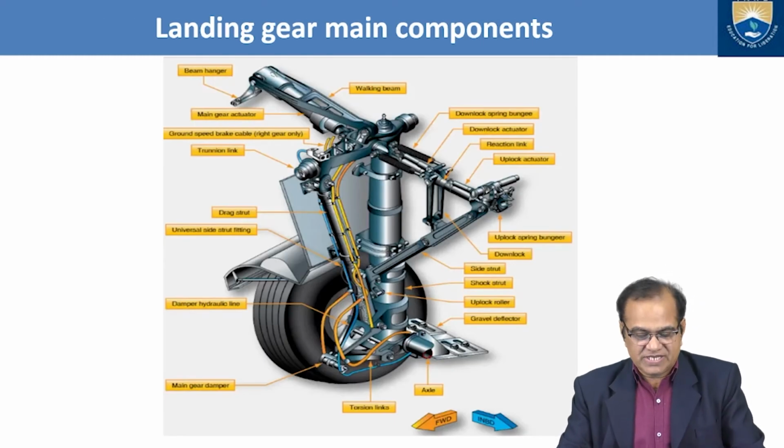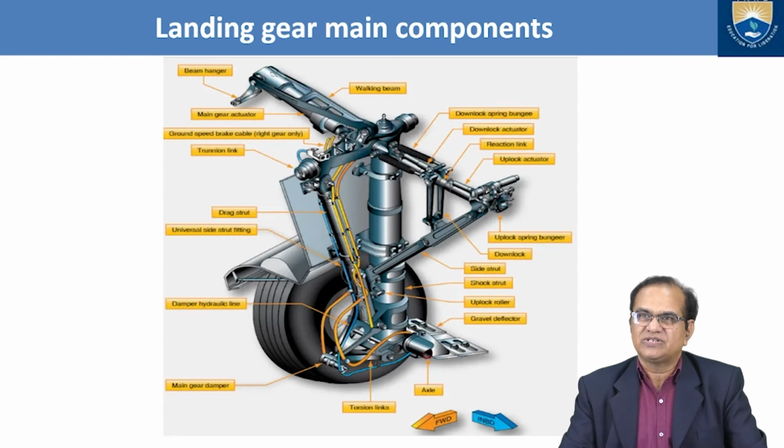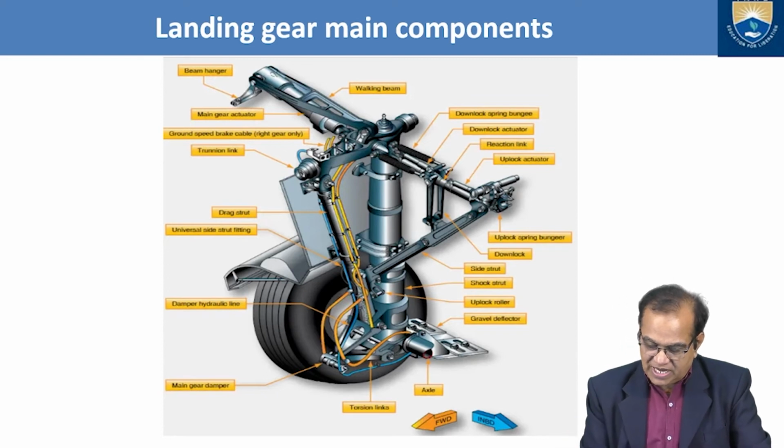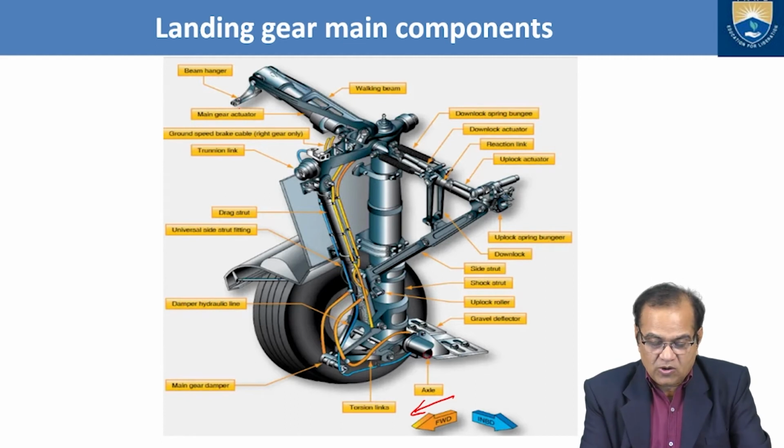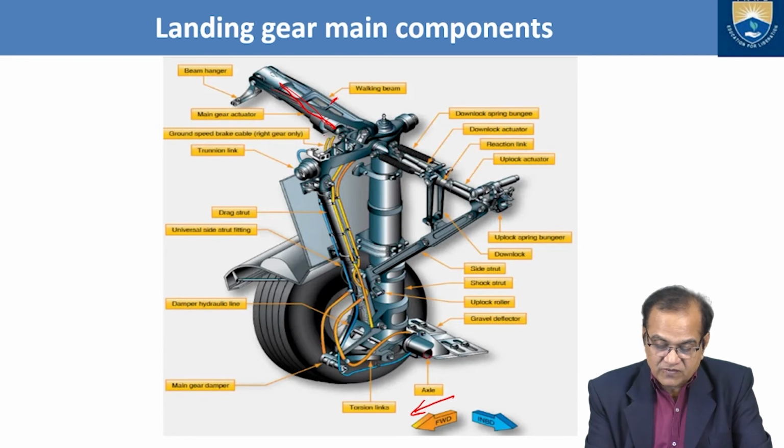Landing gear main components. You can see here that I have shown this landing gear and its components, which you can see one by one. If I start, this is forward motion and this is INBD. The aircraft will move in this direction. If I start here, this is the beam hanger. Then we have the main gear actuator, which will try to actuate. Then we have the walking beam. This is called the walking beam.